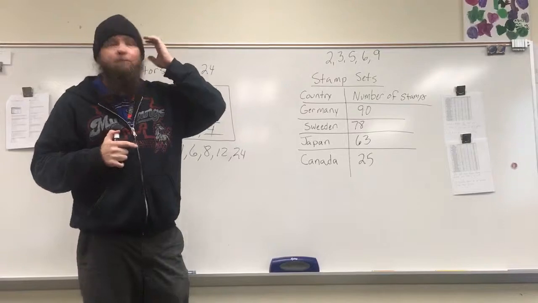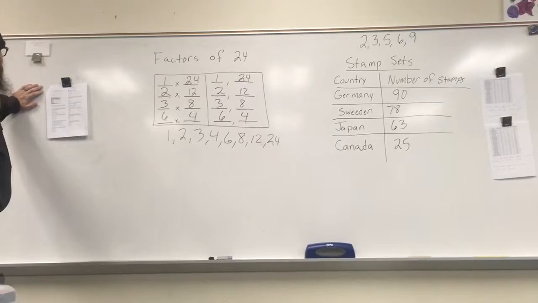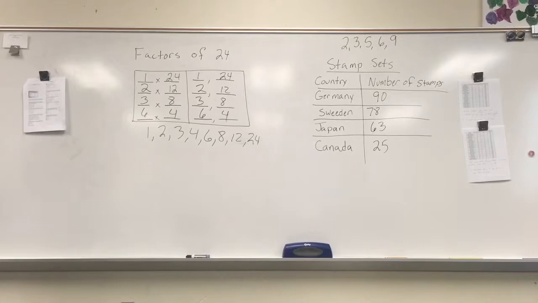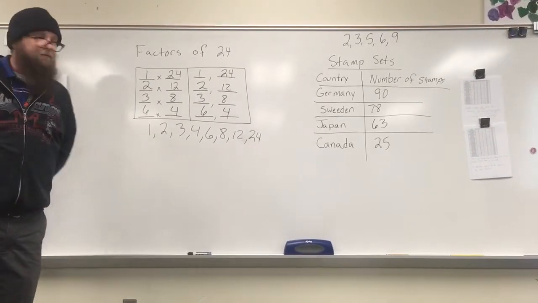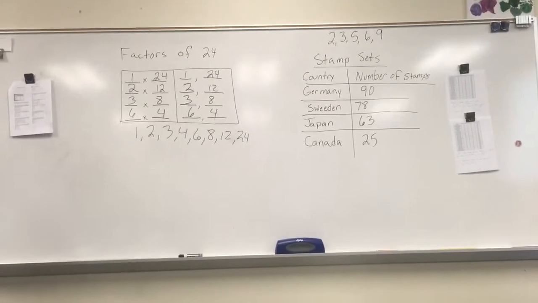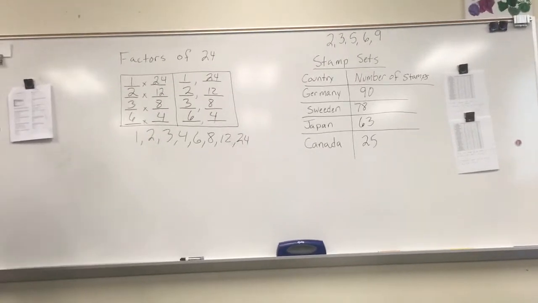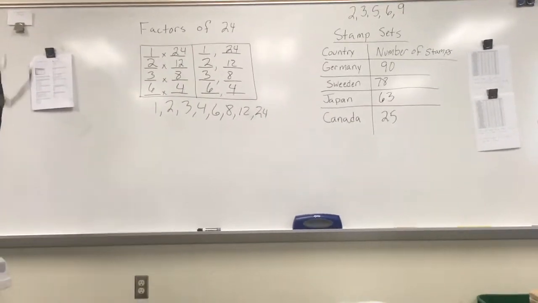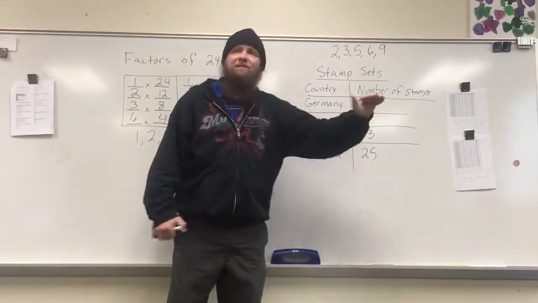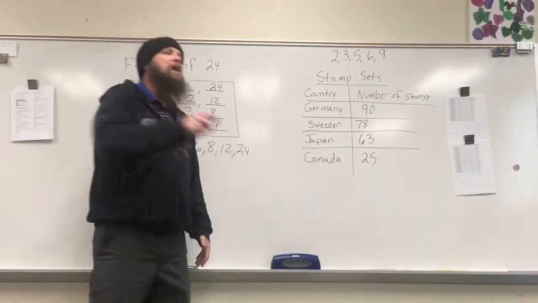All right, the second problem sounds similar to this. It has that chart, stamp sets. Country, number of stamps: Germany 90, Sweden 78, Japan 63, Canada 25. It says Dirk bought a set of stamps. The number of stamps in the set he bought is divisible by 2, 3, 5, 6, and 9. What set is it? Dirk didn't buy all of these stamps. He bought one set, and that set is divisible by 2, 3, 5, 6, and 9.